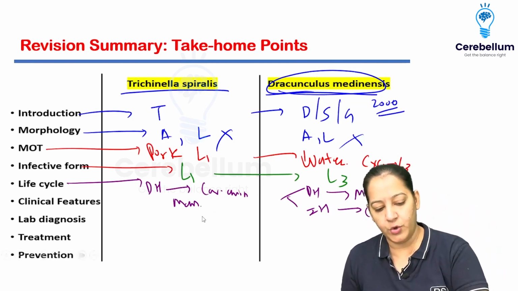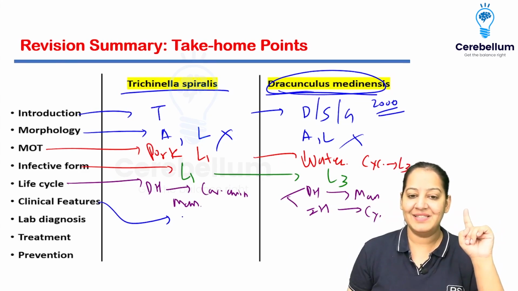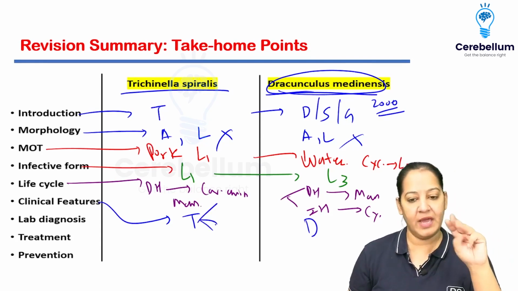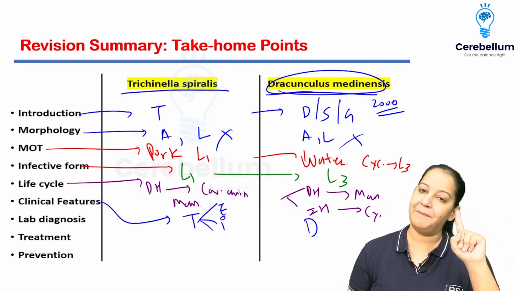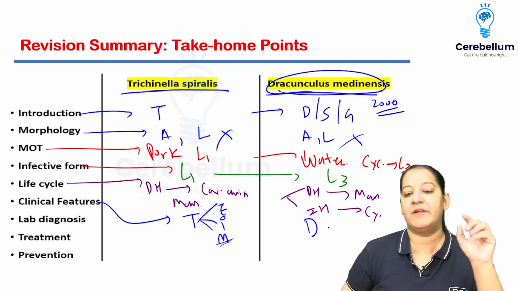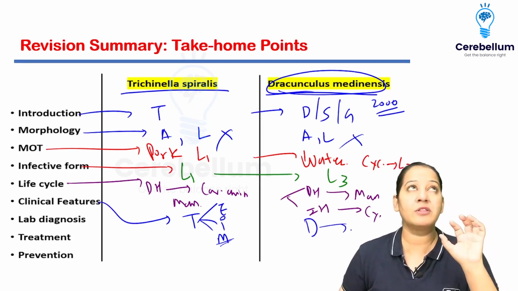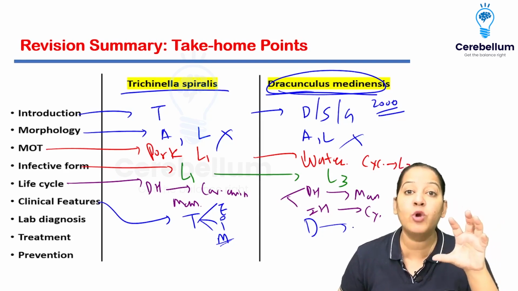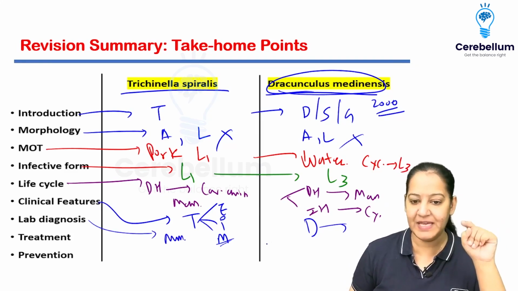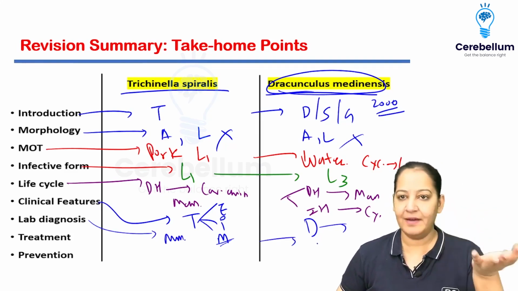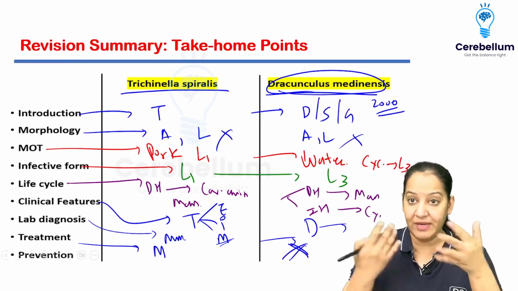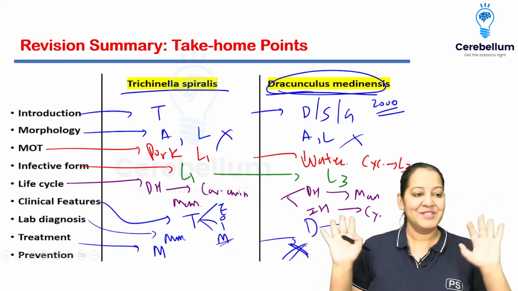Clinical features I told you very clearly. Here the disease is trichinellosis. Here the disease is dracunculosis. In trichinellosis we have three phases: the enteric phase, the parenteral phase, and the muscle phase. The main thing is muscle pain and muscle inflammation. In dracunculosis, on the foot or leg, an ulcer, a papule, or a blister is there. For lab diagnosis, the main thing is muscle biopsy, where we can look for the worm and the larva. Treatment here: the drug of choice is mebendazole. Here there is no drug of choice; the worm has to be taken out manually. That's it. So we are done.